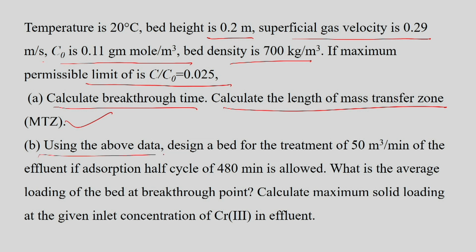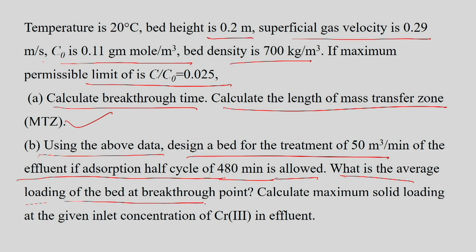Then, using the above data, design a bed for the treatment of 50 meter cube per minute, or 3000 meter cube per hour, of this effluent, if the adsorption half cycle of 480 minutes, or 8 hours, is allowed. So, what is the average loading of the bed at the breakthrough point, and we need to calculate the maximum solid loading at a given inlet concentration of the chromium 3 effluent. We will be solving this problem.